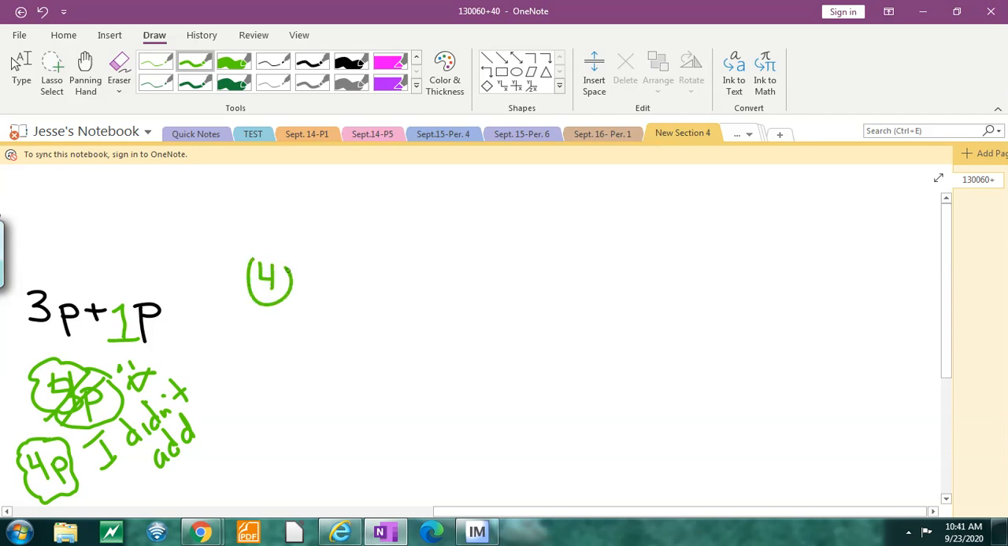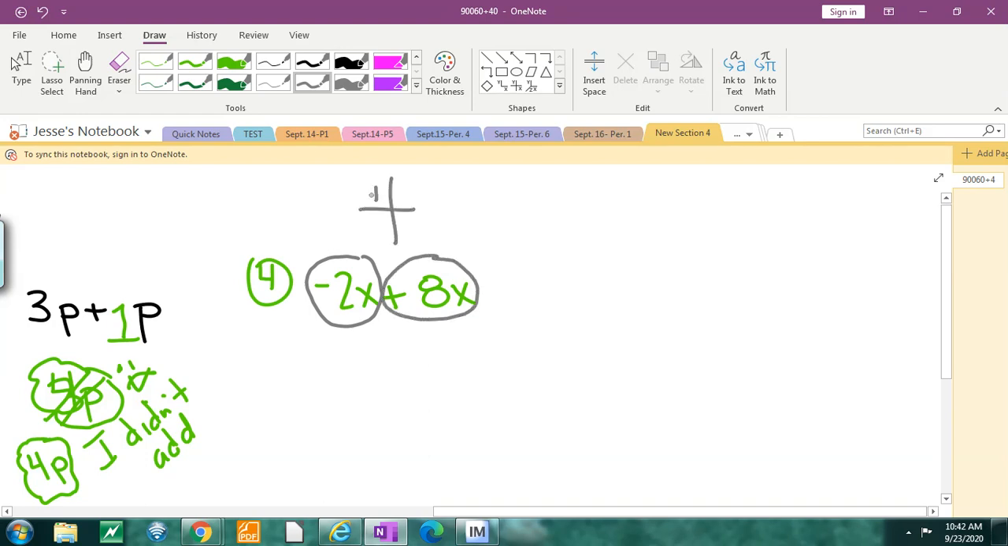Number 4 is negative 2x plus 8x. Well, both of these terms have the same variable. So I'm just going to go ahead and circle them, and I'm going to go ahead and do the little t-chart right here on top. This is the negative 2x and the positive 8x. So who won? Positive by how many? Well, I have to subtract, right? So by 6x, so there's my answer. 6x for number 4.